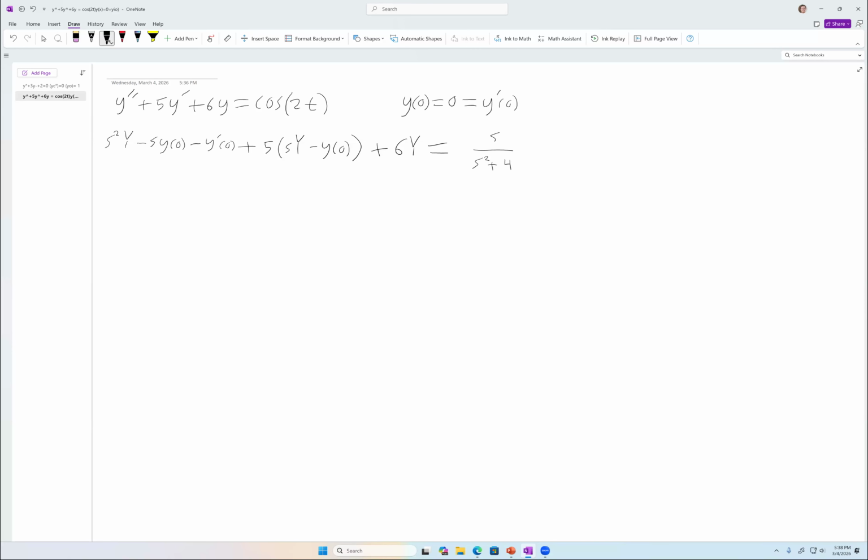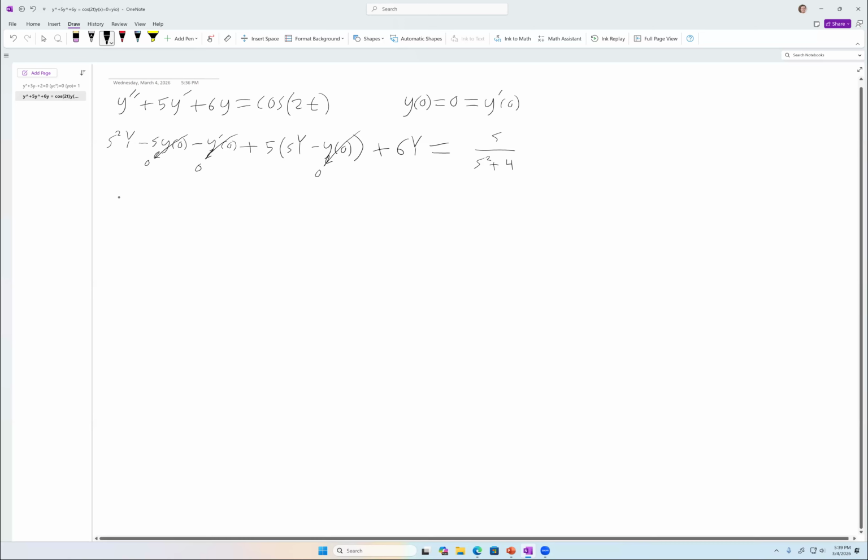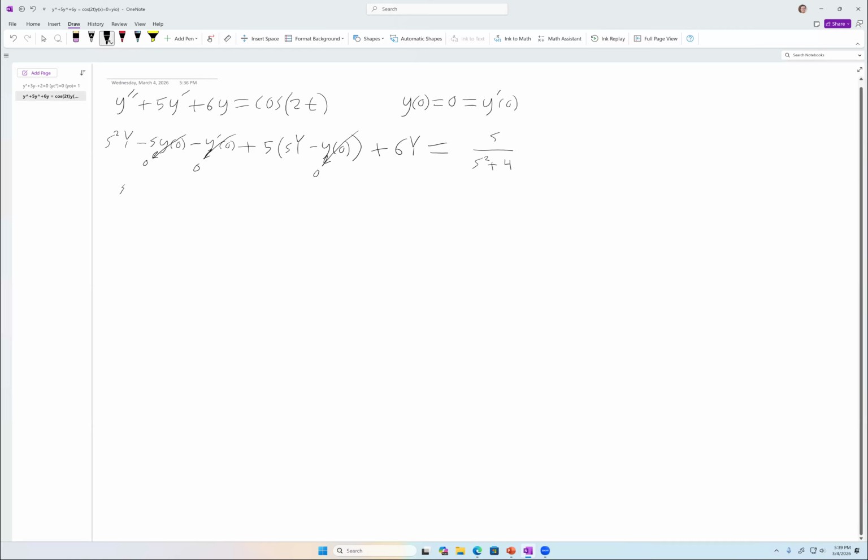So let's work through this and see if we can simplify it a little bit. And we can see right here with our initial conditions, because all of our initial conditions equal 0, that is going to make our life so much easier. I can just zero out a million things. It's fantastic. So what we're going to end up with is s squared Y plus 5sY plus 6Y is equal to s over s squared plus 4.